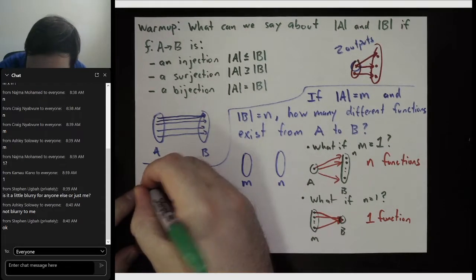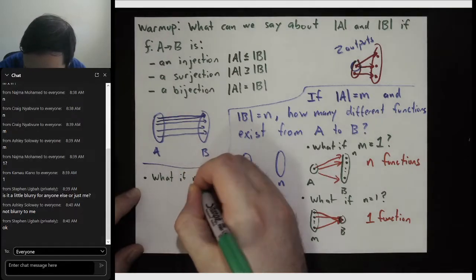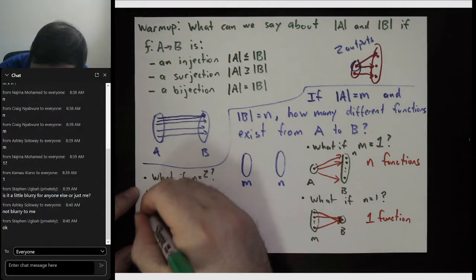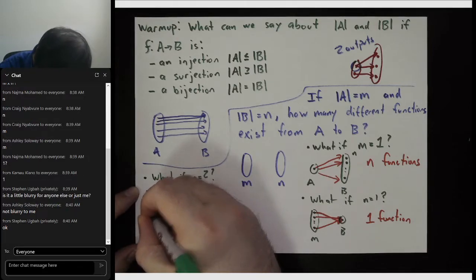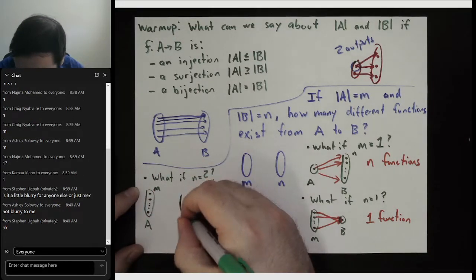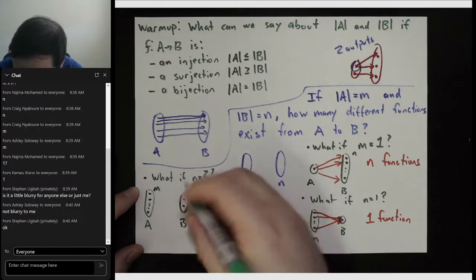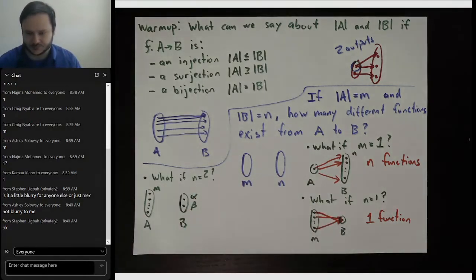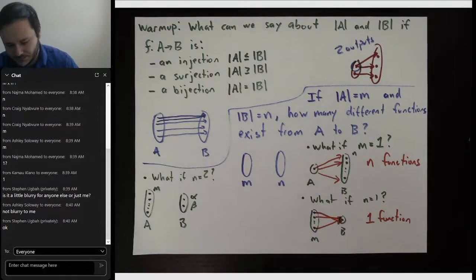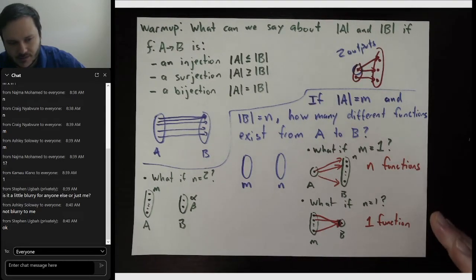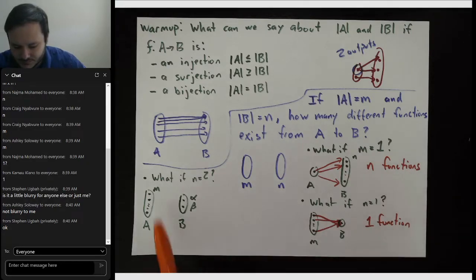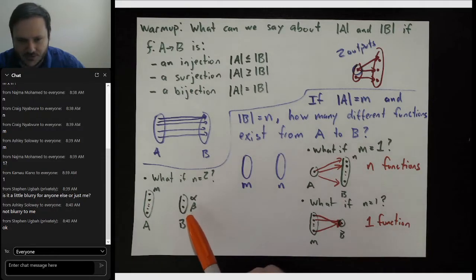So let's expand on this case just a little bit. What if n equals 2? So I have A over here, still have my m different elements. But now over here in B, I have alpha and beta. So I have to draw an arrow from this first element. What are my options? This first arrow can go to alpha or it can go to beta, right?